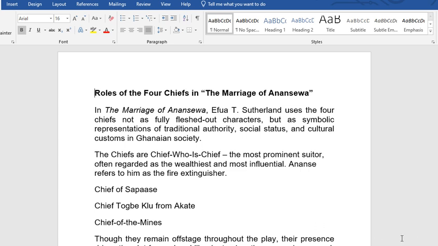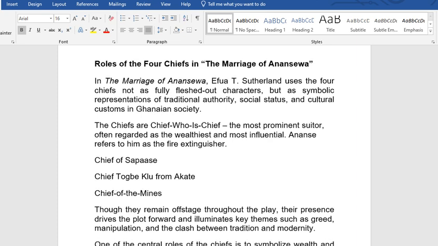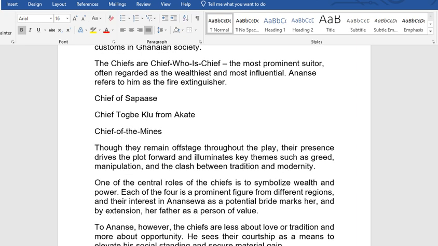Chief, who is chief, that is one of them. This is the most prominent suitor, often regarded as the wealthiest and most influential. Anansi refers to him as the fire extinguisher. He is the most prominent among the 4 chiefs and is regarded as the wealthiest. The second one is Chief of Sapase. We also have Chief Tobeklu from Akate. The last one is Chief of the Mines.